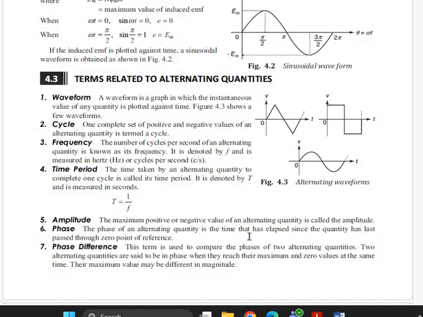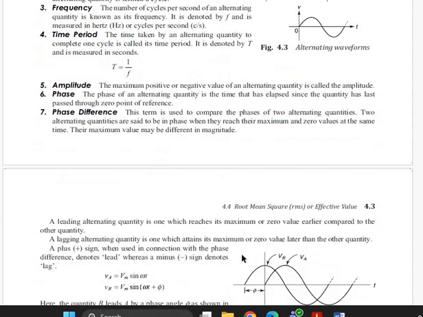Phase: the phase of an alternating quantity is the time that has elapsed since the quantity last passed through the zero point of reference. Phase difference is the term used to compare the phases of two alternating quantities. Two alternating quantities are said to be in phase with each other when they reach their maximum and zero values at the same time. The maximum values may be different in magnitude.